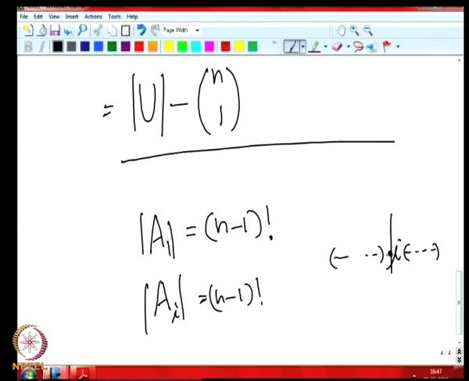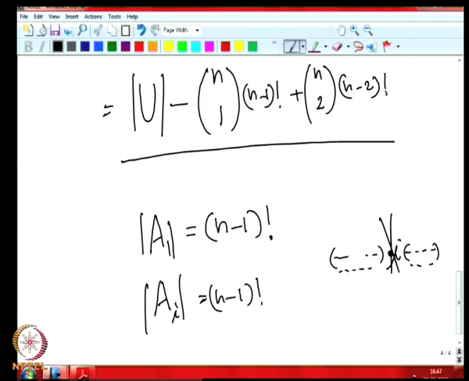So if you remove that i, in the remaining positions we take any of the permutations of the remaining n minus 1 numbers. Therefore this is n minus 1 factorial here, and then plus n choose 2 times n minus 2 factorial.